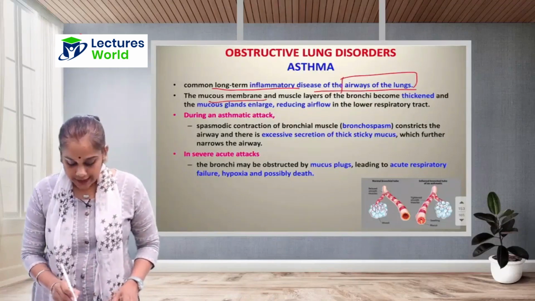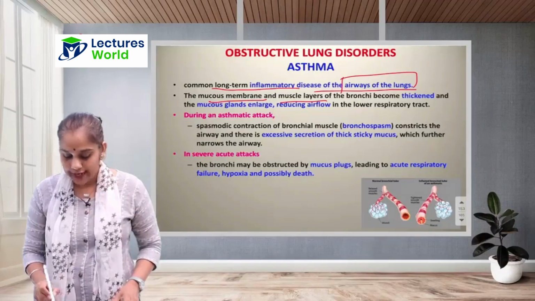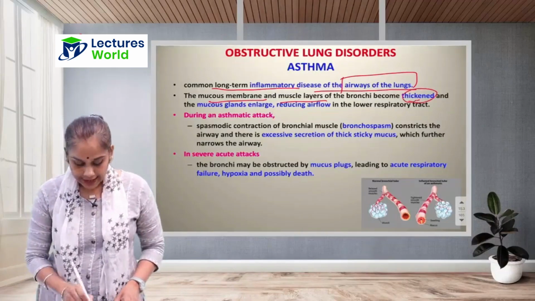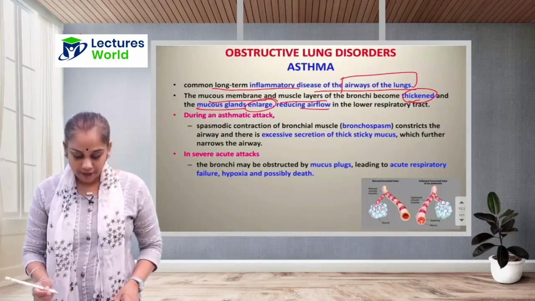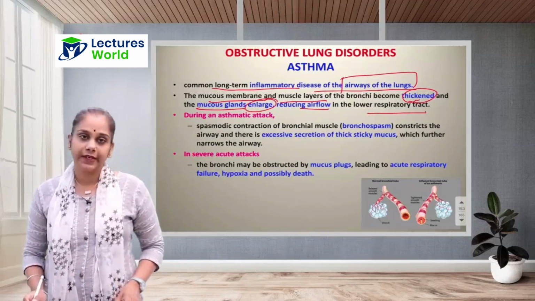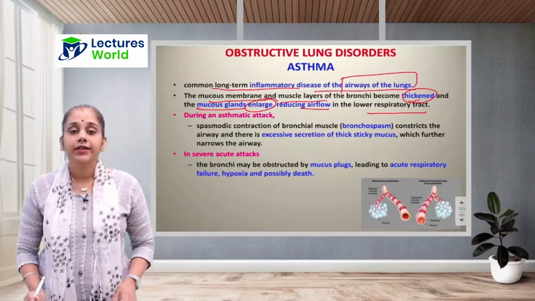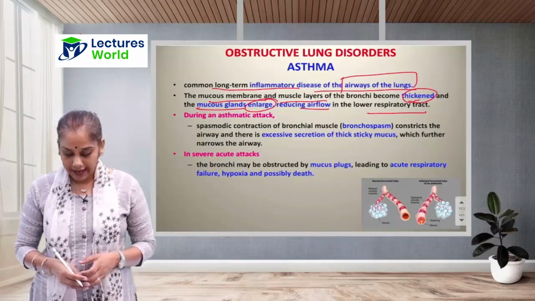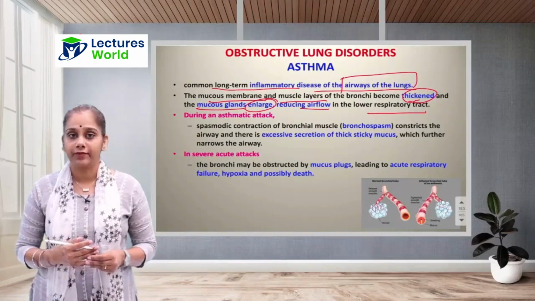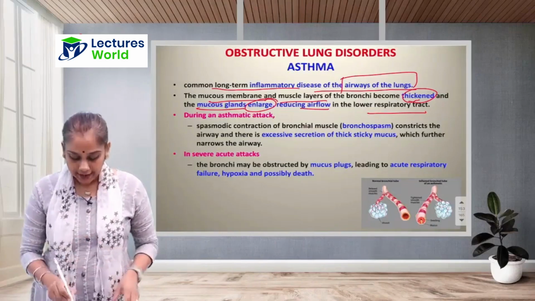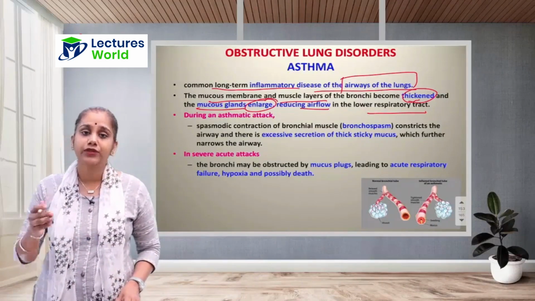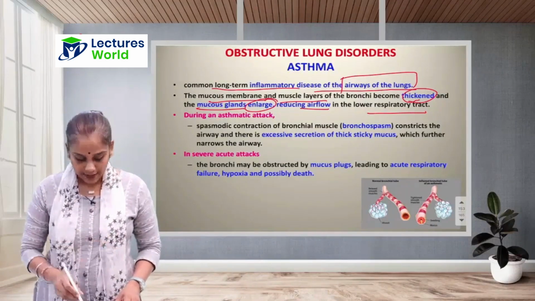The mucous membrane and the muscle layers of the bronchi become thickened and the mucous glands become enlarged, reducing airflow into the lower respiratory tract. Okay, so in the lower respiratory tract, the bronchi become very thick, the mucous glands become very enlarged, and they reduce the airflow into the lungs, into the alveoli.